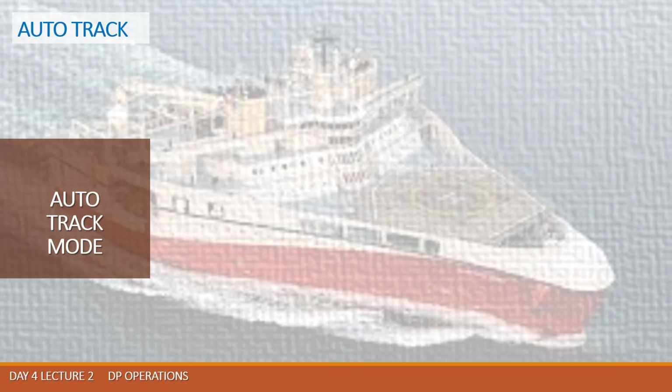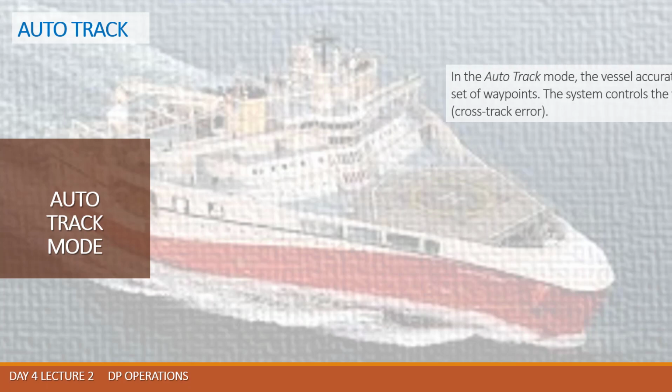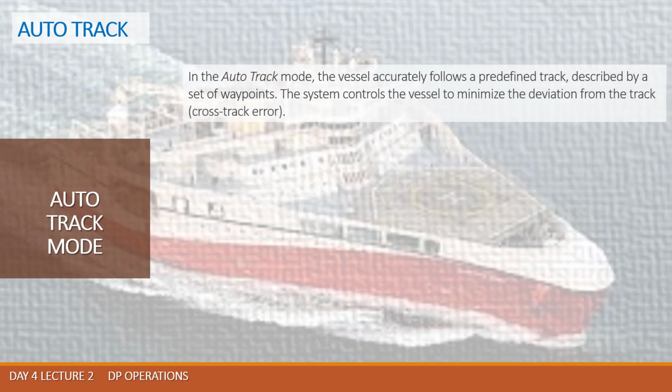The system controls the vessel to minimize the deviation from the track, and we call this deviation the cross-track error. And if the mode is available, the information about cross-track, when the mode is activated, is visible in the performance area with the position deviation plotted.